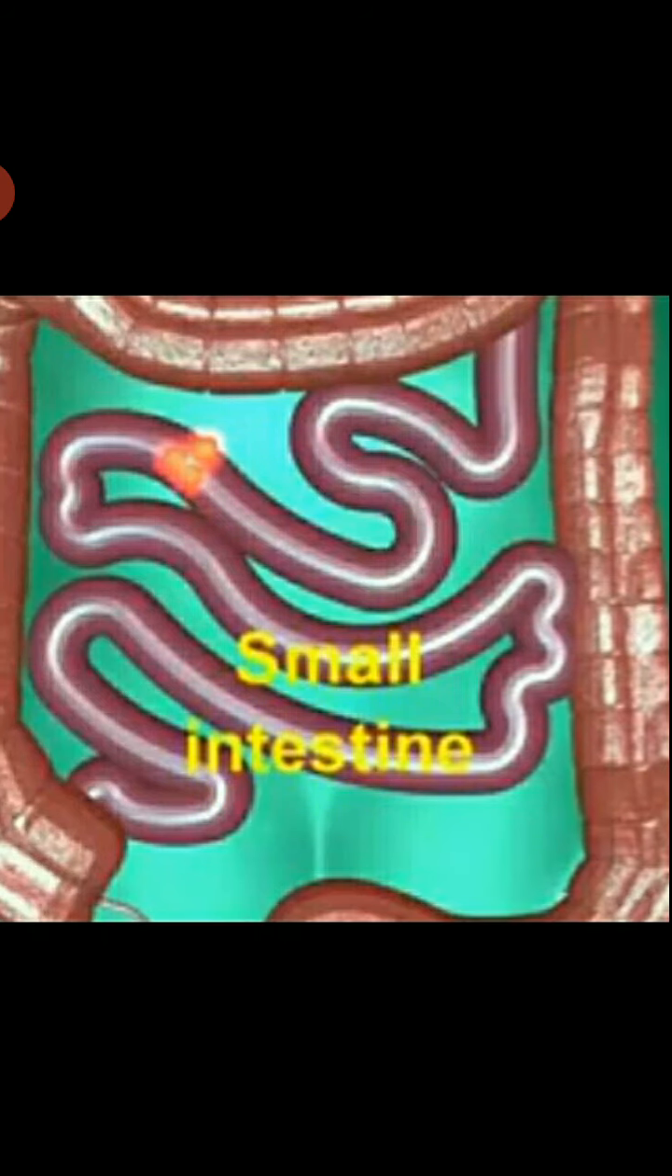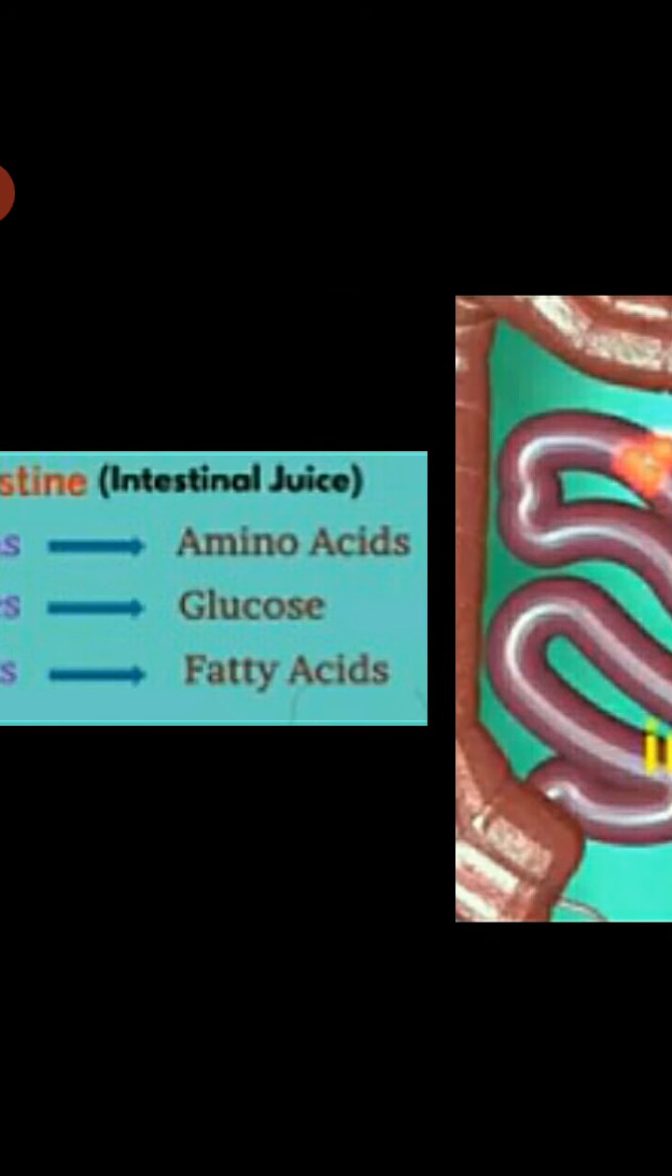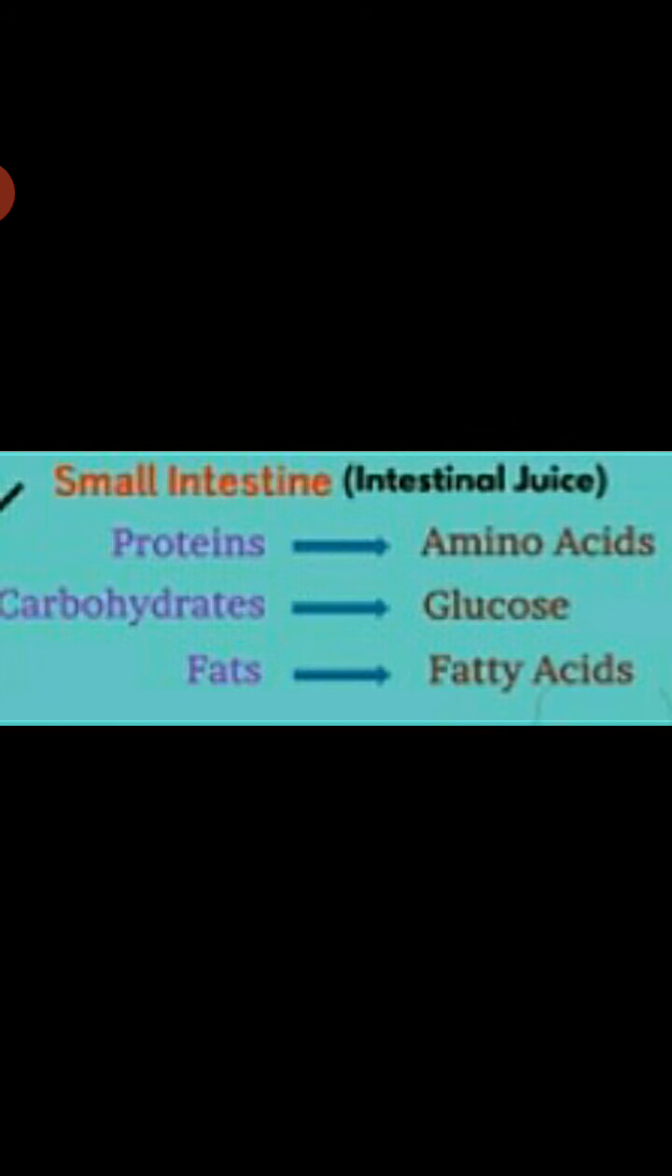This way, partially digested food reaches the lower part of the small intestine, where the intestinal juices complete the digestion of all components of the food, like carbohydrates into simple sugar as glucose, fats into fatty acids and glycerol, and proteins into amino acids. Up to here, the digestion process completes.